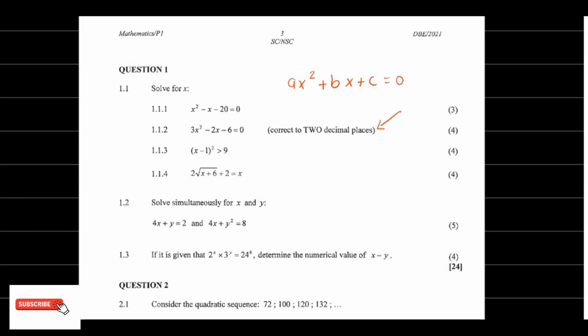Question 1.3. We are given x open bracket x minus 1 all squared is greater than 9. Okay, so for this question, guys, we can already see that we have an inequality, right? So when you're dealing with an inequality, you need to think critical values, you need to think number line, you need to think putting your critical values on your number line, and obviously moving forward from there. All right, so let's get started and see how we tackle this problem.